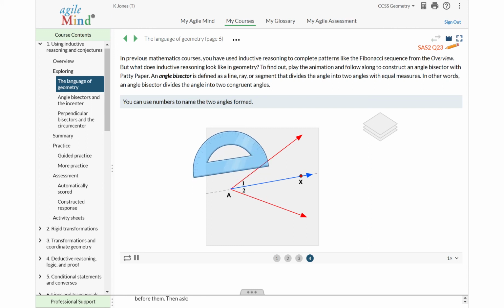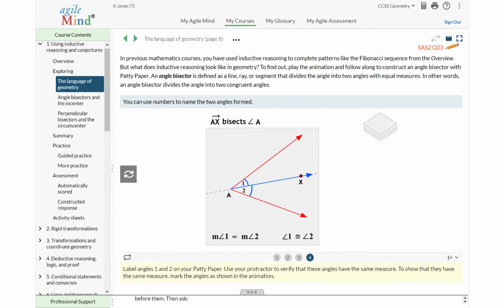Remember from the language of geometry, the first lesson, you can also use numbers when you're naming an angle. You'll see that they labeled these angles angle 1 and angle 2. And a protractor could be used to verify that these angles have the same measure.